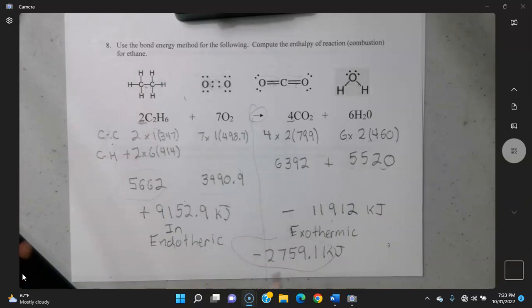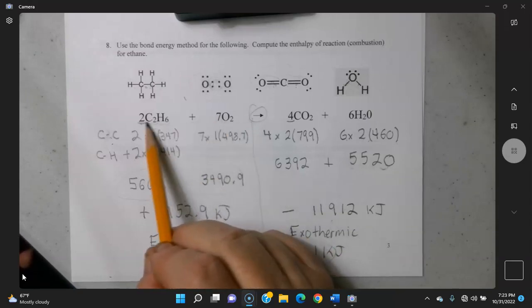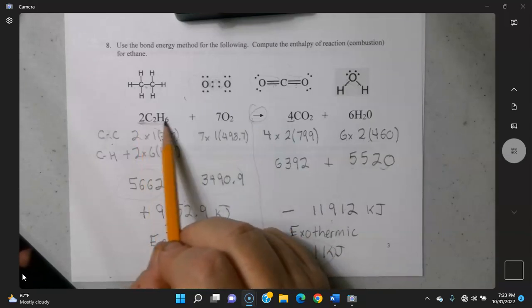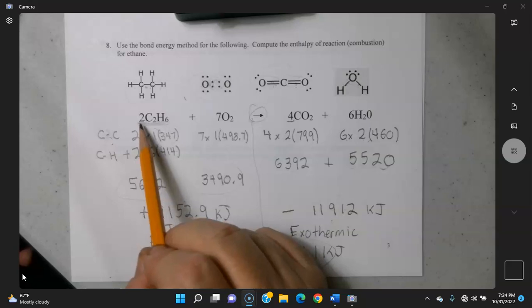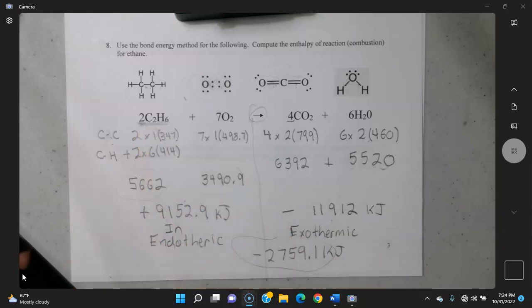But most of the time you want to figure out the molar enthalpy of reaction. This is how much energy comes out when you combust. This is a combustion reaction, 2 moles of ethane. But if you want the molar, you'd have to divide this by 2. You want to know how much energy comes out for 1 mole of ethane. That's just a standard number that you can actually look up.